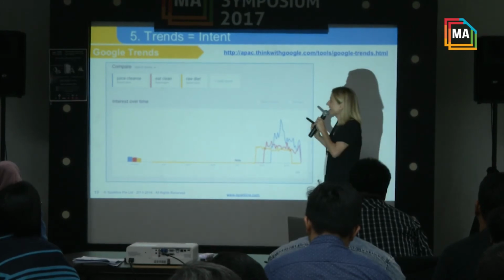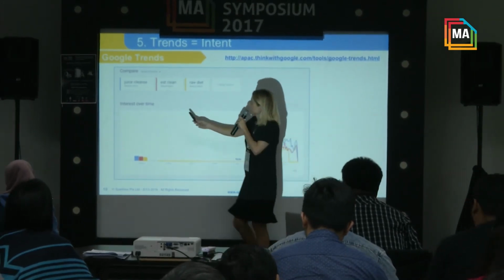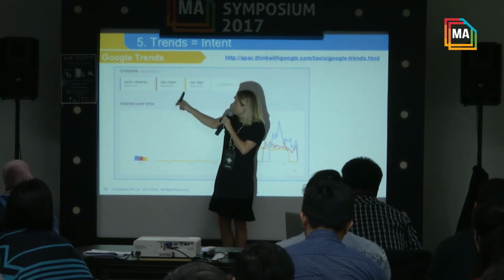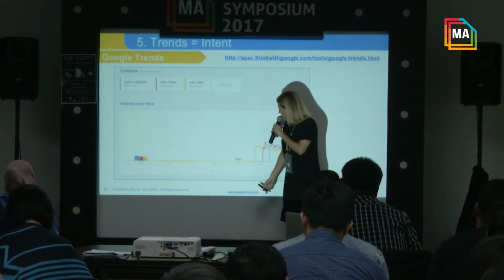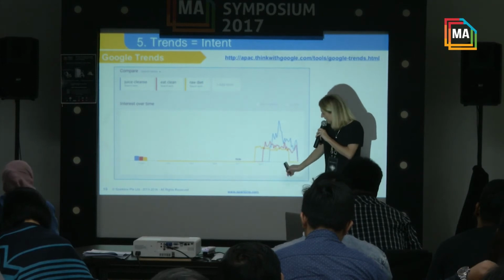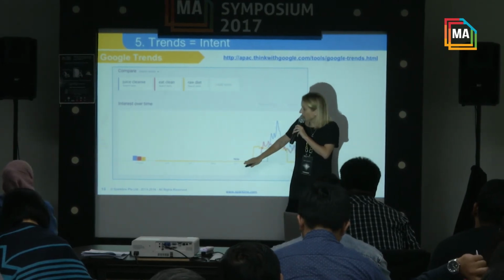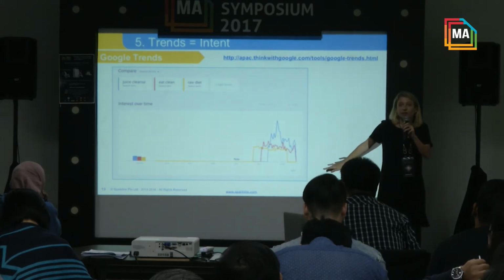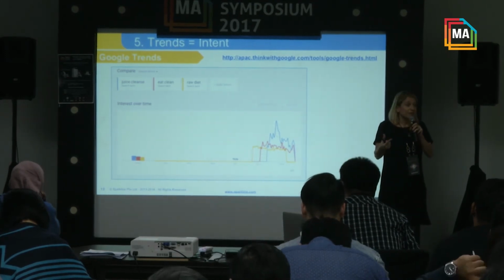So if I go back to my juice cleanse analogy, I typed in three things: juice cleanse, which is in blue, eat clean, and raw diet. And you can see, this is your time bar down here. I don't know how well we can see it, but it's over a year. Now, you can break this down, provided the data is available. You can break it down by country and by month as well.